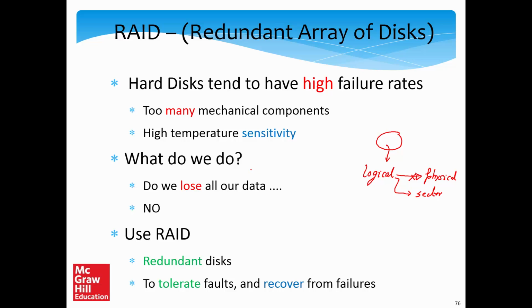Especially, imagine that a bank has a set of hard disks and one hard disk goes bad. It should not be the case that somebody's account details are just gone. So to rectify all of these issues and make ourselves immune to disk failures, for which there are many reasons, mechanical reasons, temperature reasons, what do we do? We use what is called RAID, which means redundant array of inexpensive disks, which basically means don't have one hard disk but have multiple. That will allow you to tolerate faults and also recover from failures.